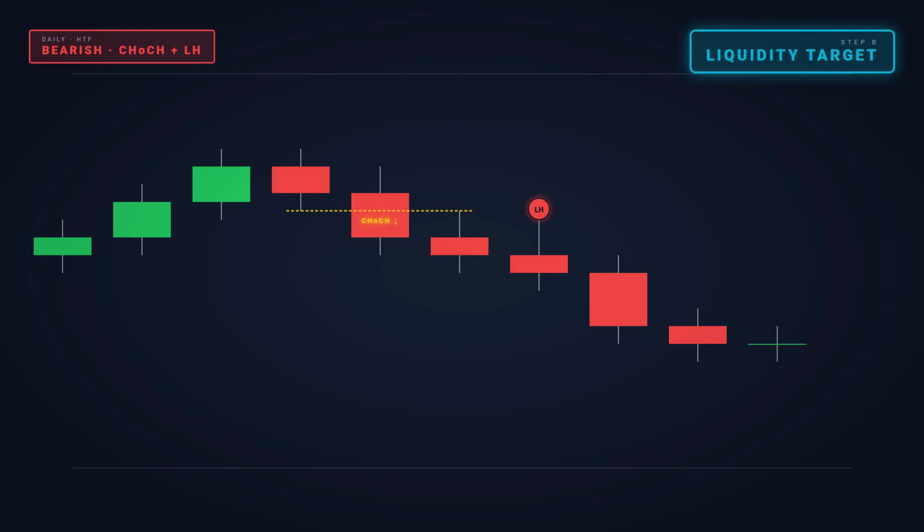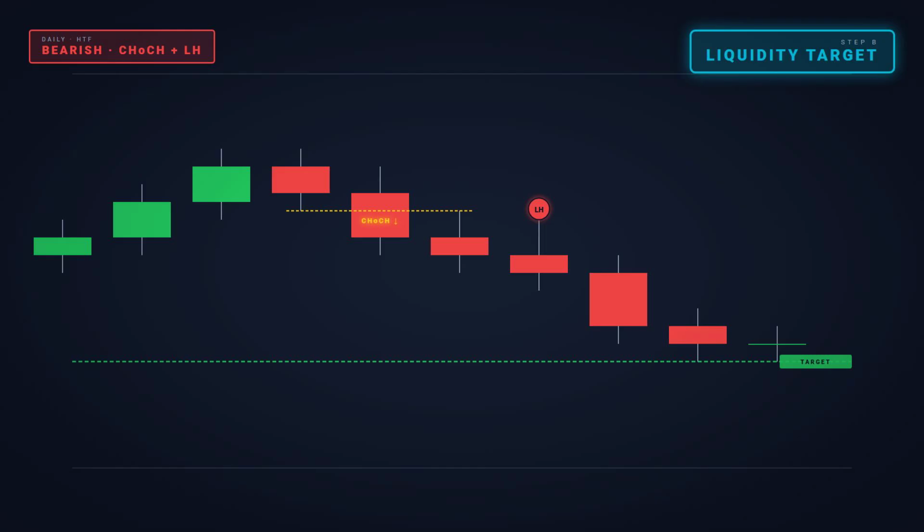Step B, identify the next liquidity target in the direction of the bias. In a bearish HTF structure, the destination is sell-side liquidity, the pools of buy stops and long position stops sitting below price. You're looking for equal lows, previous day lows, a cluster of swing lows that haven't been swept. That pool is where price is mechanically drawn toward. It is the destination you identified before entering, not a target you pick after you're already in the trade.